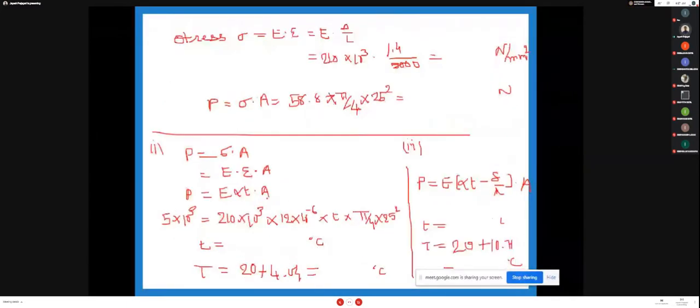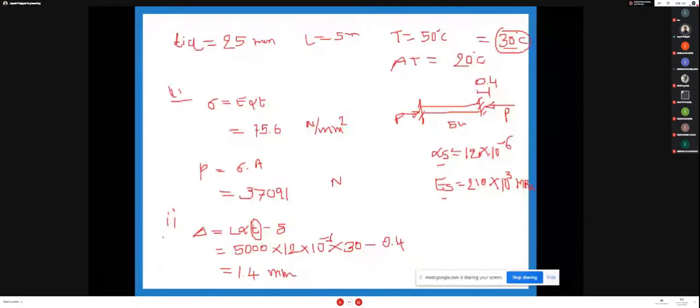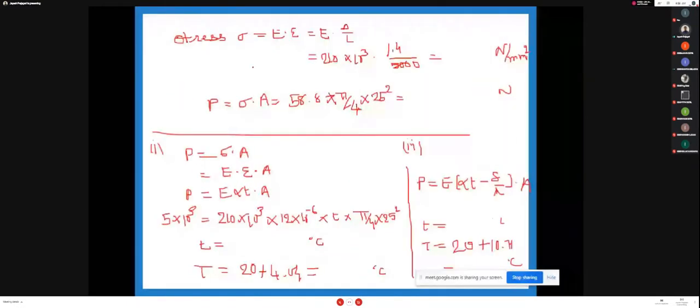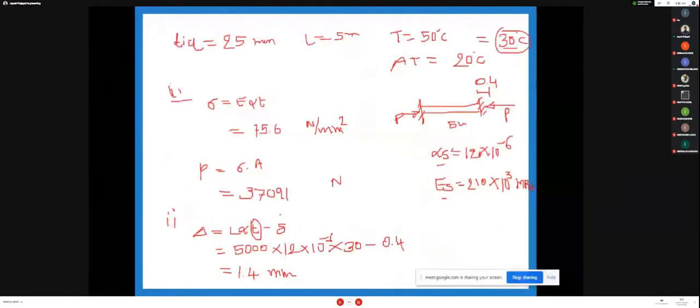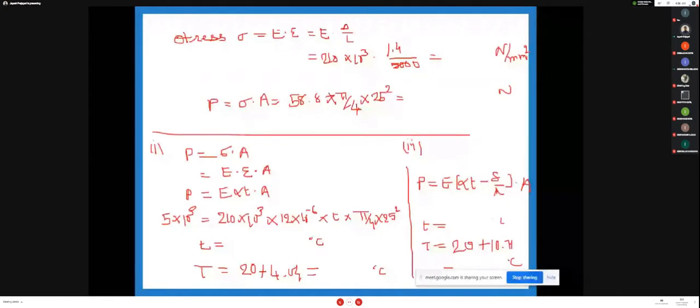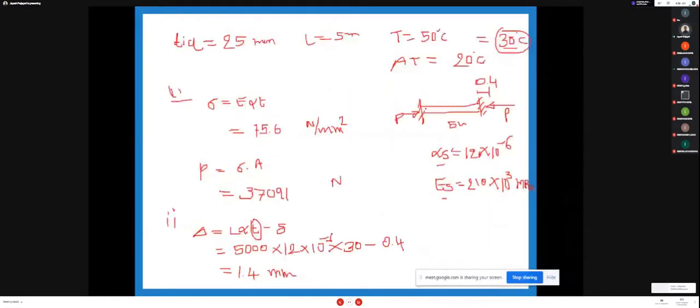So in the next question, we calculate this 1.4 mm. Now we use this equation for stress, E times strain, and strain we know this equation, delta L upon L. Delta L we already calculated, 1.4 mm. So just put here E value is 2 into 10 power 3, delta is 1.4, and total length is 5000 mm. Calculate your stress value, and then put the stress again here to calculate your force value. Okay, so all of you calculate this stress and force.